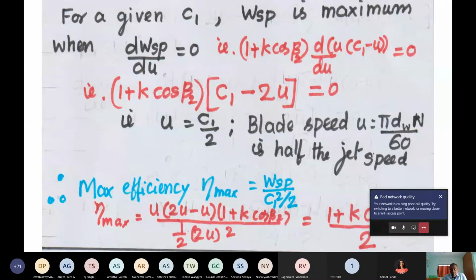Now, one will be interested in finding out what is the relationship of C1 with U for maximum efficiency. So for a given C1, a particular head is there, and the blade velocity. You can find out why there should be a relationship. If U velocity is equal to something, what will happen to the energy transfer?